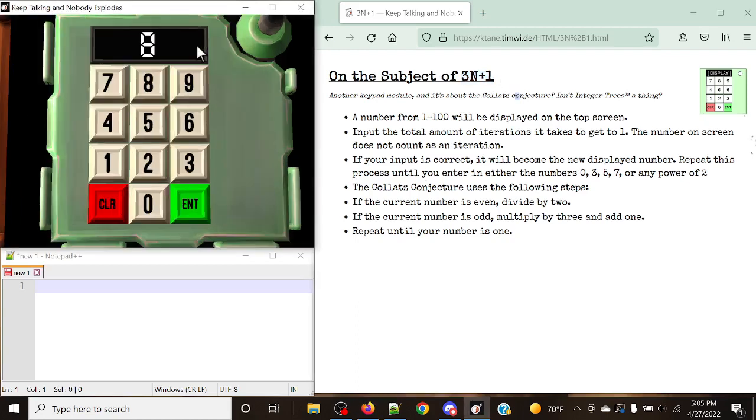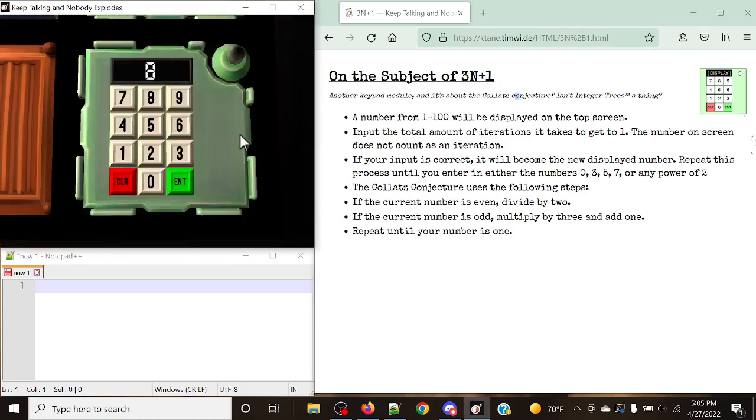So this is the way the module looks. It looks very similar to a module called Cosmic and NumberPad. They both have the exact same number pad here, but the catch with this is that it has a green background that sort of distinguishes it from one another. So what we have here on the display is a number that's going to be given to us. It will always be in the range between 1 to 100. And now what we're going to do is try and input the total amount of iterations it takes to get to 1.